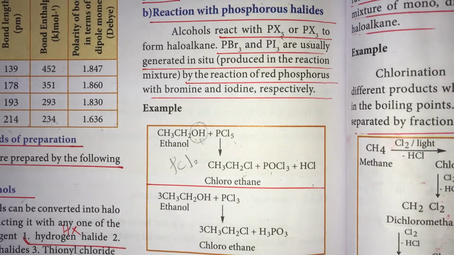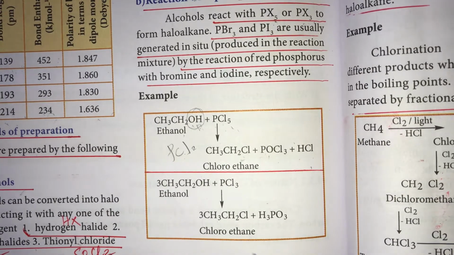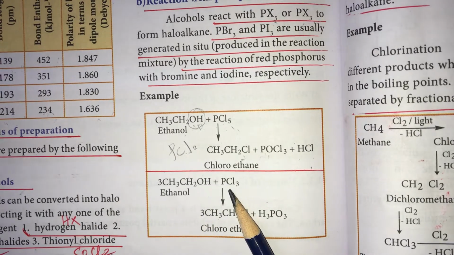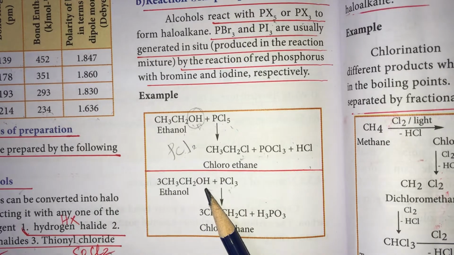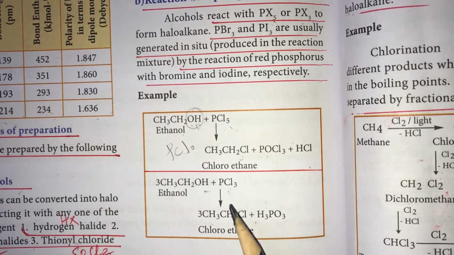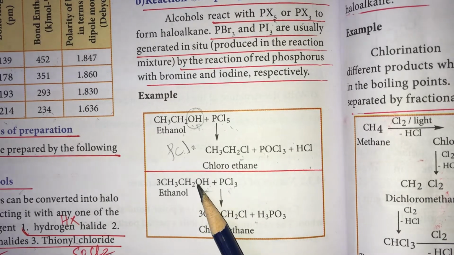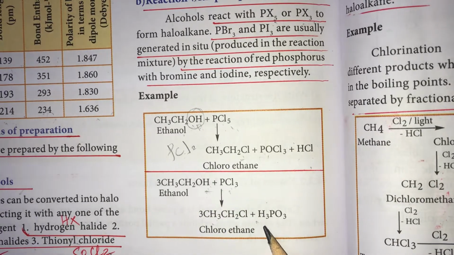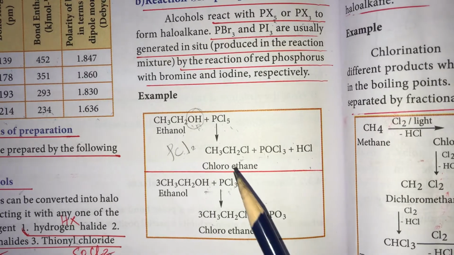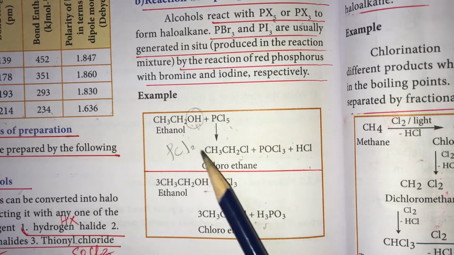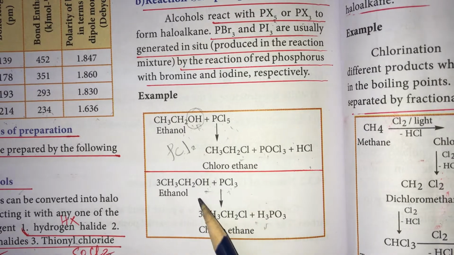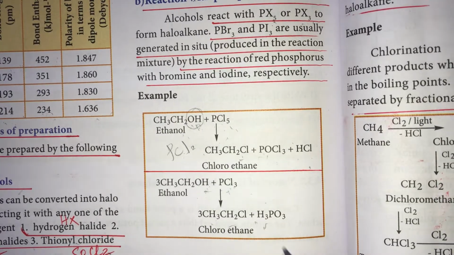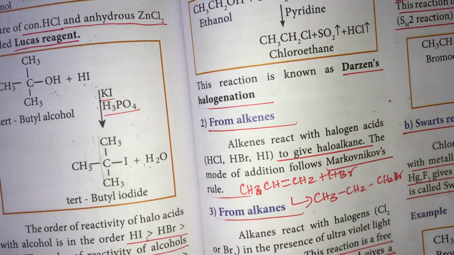Next is reaction of ethyl alcohol with PCl3. 3 molecules of ethyl alcohol react with phosphorus trichloride, and the 3 chlorines get substituted instead of the 3 alcohol groups, thereby forming chloroethane. The remaining 3 hydrogens and 3 oxygens with 1 phosphorus form phosphorus acid. So reaction of PCl5 with ethyl alcohol gives ethyl chloride, phosphoryl chloride and HCl. Reaction of PCl3 with ethyl alcohol gives ethyl chloride and phosphorus acid. This is the reaction of alcohol with phosphorus halide.